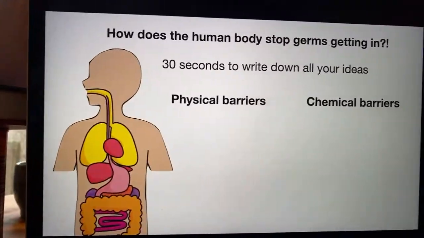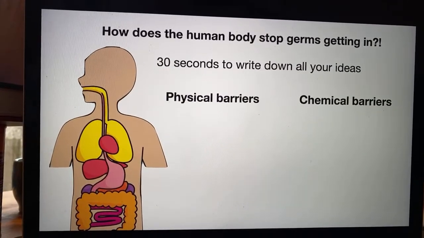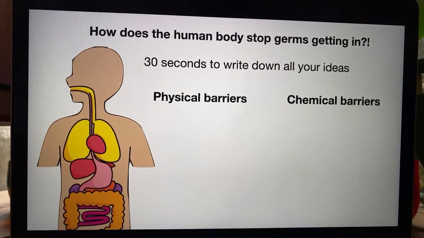Another 20 seconds. If you've got some barriers written down already, can you split them into which ones you think are physical and which ones are chemical? Or you could write down the ones that I've just told you, if you can remember them. And then I'll go through them. 20 seconds. Think of as many as you can. Can't remember how many I've got listed down. Maybe 8?